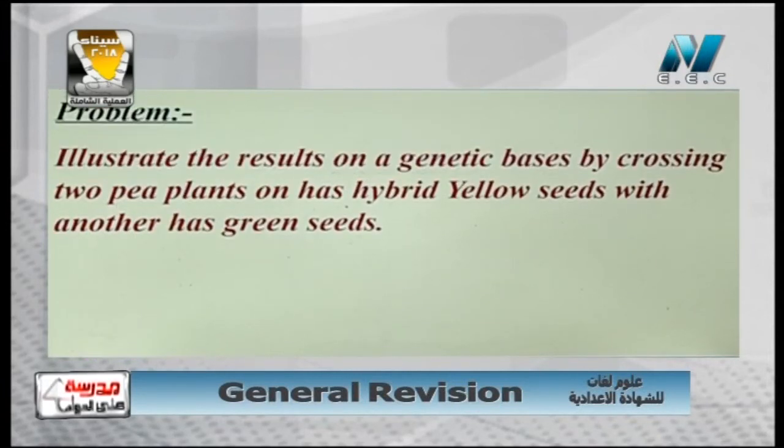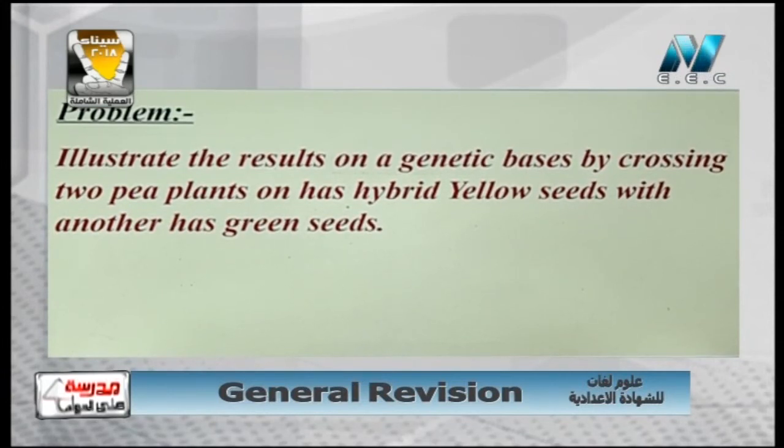Here we have a problem. It says: illustrate the result on a genetic basis by crossing 2 pea plants. One has hybrid yellow seeds and the other has green seeds. Okay. From the table we know yellow seed in pea plant is a dominant trait, and we know a dominant trait is symbolized by using a capital letter.